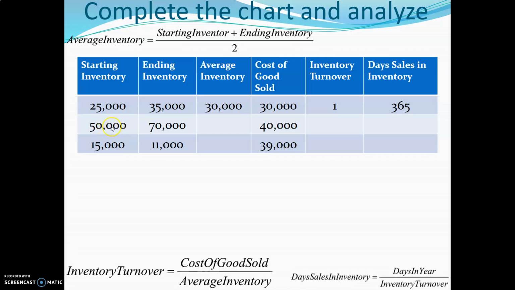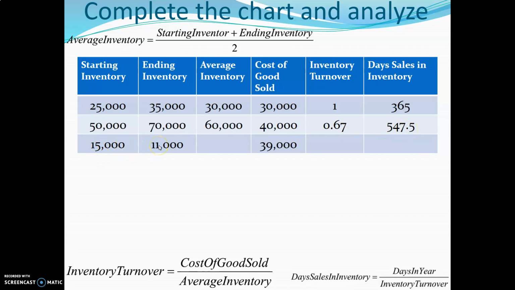Let's take a look at the next one. 50 plus 70 is 120. 120 divided by 2 is 60. So the average inventory cost here is 60,000. 40 divided by 60,000 will then be 0.66666, but we round to 0.67. 365 divided by 0.67 will indicate that this number will be greater than 365, and that's where we pull out our calculator, and we get 547.